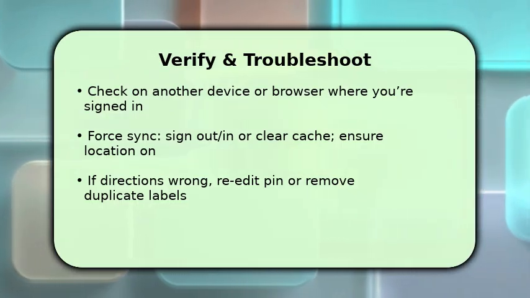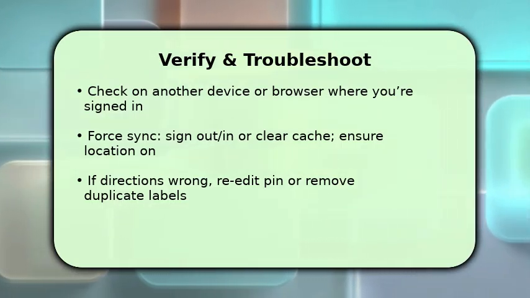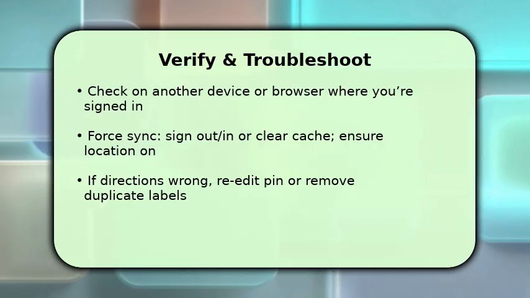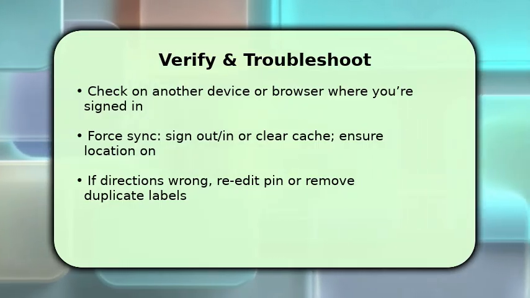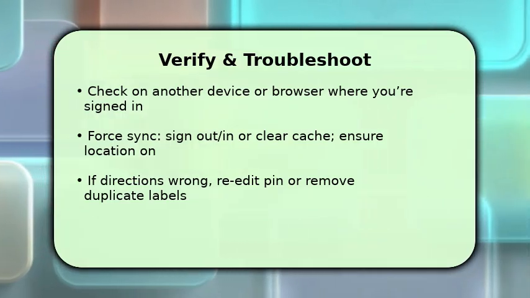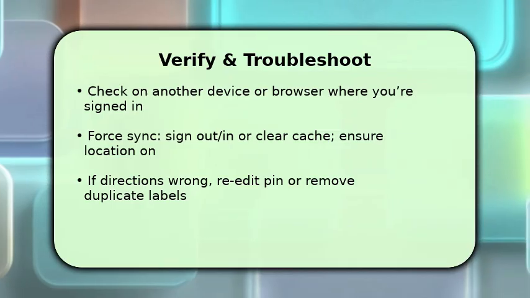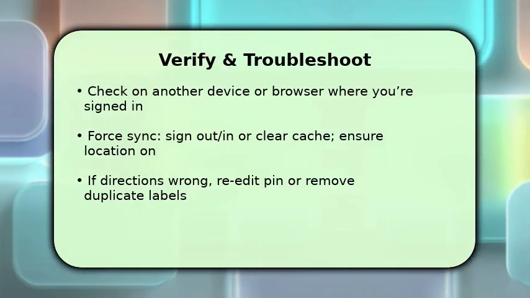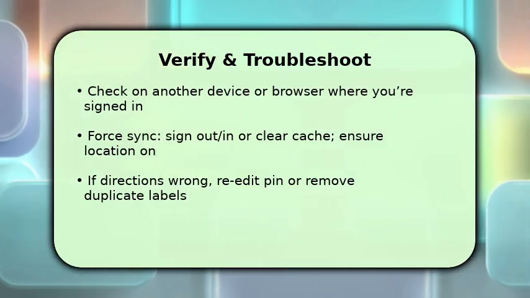If directions still route oddly, re-edit the pin, remove duplicate labeled addresses, or drop a fresh pin at the exact driveway or entrance. One key troubleshooting tip: duplicates cause confusion. Delete extras, and then resave the single correct home to resolve sync errors.